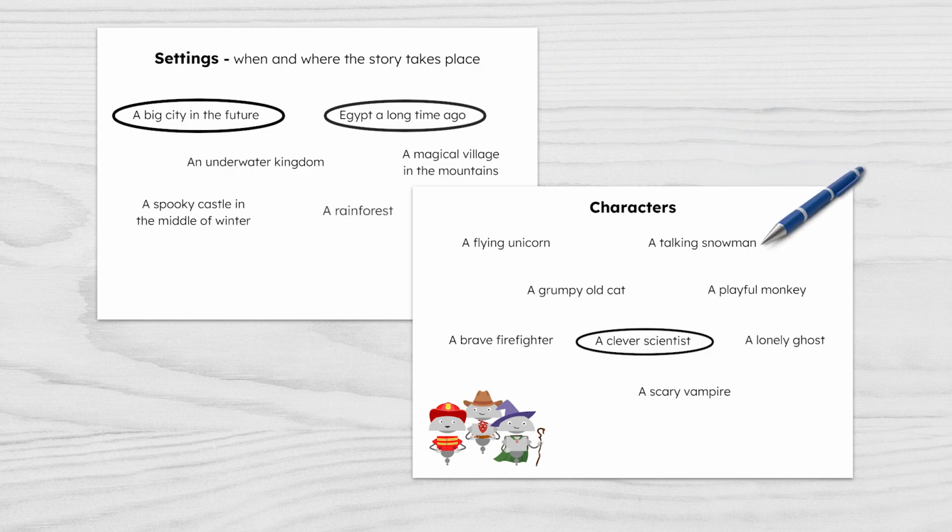A talking snowman? Probably not. It'd just melt away. He'd probably fit better in a cold setting, like in the mountains. When you combine a character with a setting, they should make sense together. But that doesn't mean you can't get creative. If you want to write about a character that doesn't seem to fit your setting at first, just make sure you explain in your story why and how that character is there.